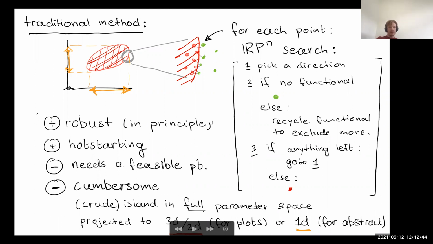There are some advantages, some disadvantages. For example, the method is very robust. You really carve out the island, and you get a very detailed picture of the allowed space. Another thing, a bit of a technicality for those who know, is that you can hot start. You can take the results at one particular point and use them as a starting point for the next point, and that speeds up the process significantly.